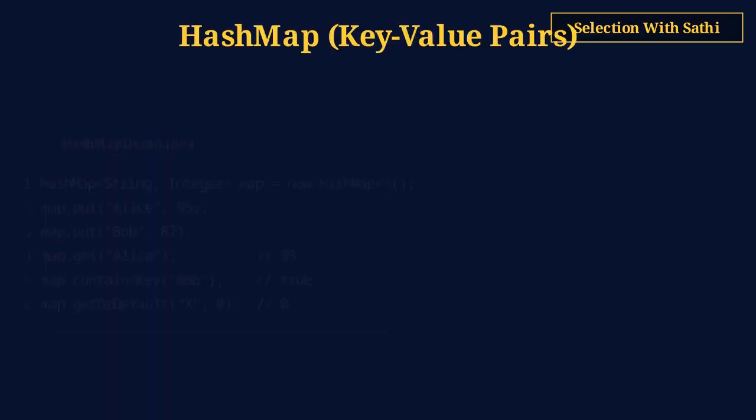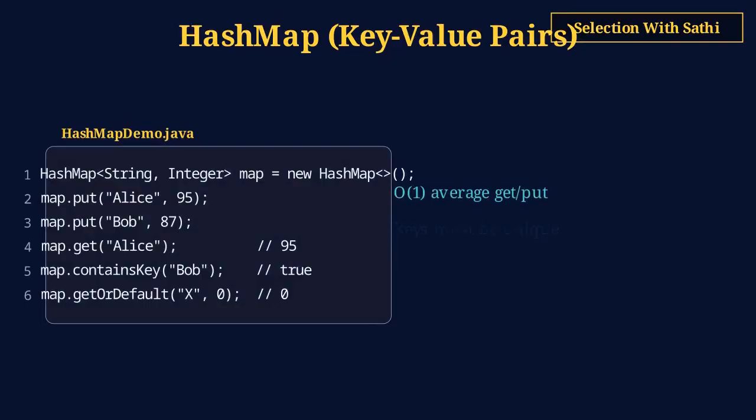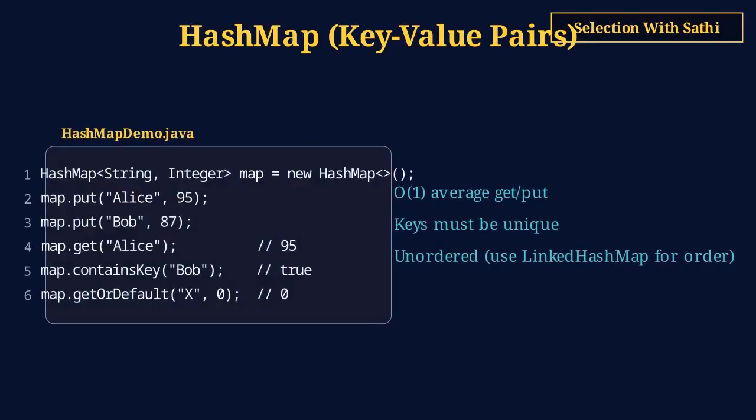HashMap stores key-value pairs. Put to add, get to retrieve, containsKey to check existence. Average time for put, get, and remove is O(1). HashMap allows one null key and multiple null values. It does not maintain any ordering of keys.